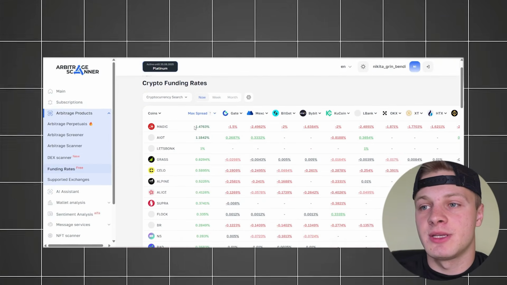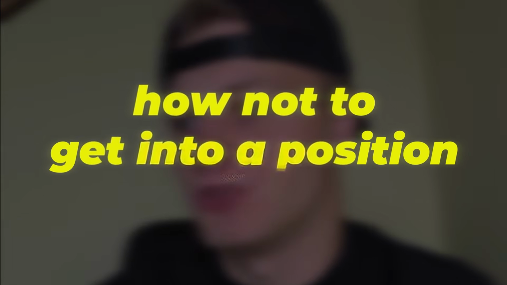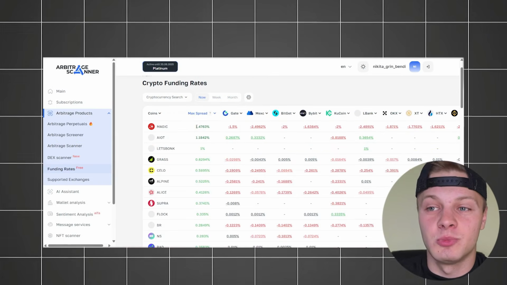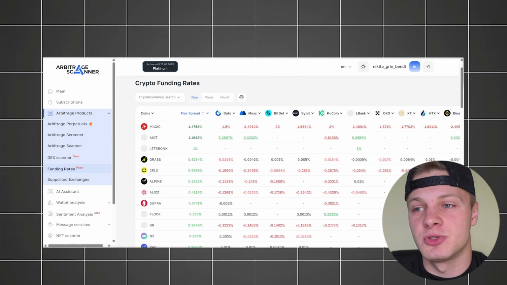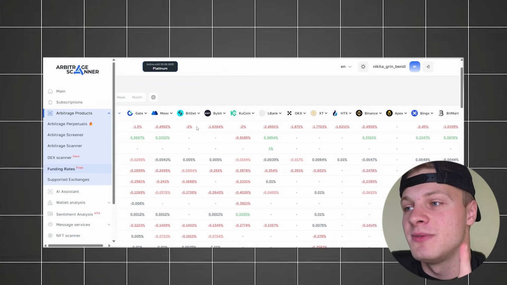For Magic, there is funding. By the way, I was also looking at Magic. Now I'll tell you how you shouldn't enter a position. Because with Magic, there seems to be a spread of even 1.47%, which is actually quite a good spread. But why exactly shouldn't you enter this particular trade?